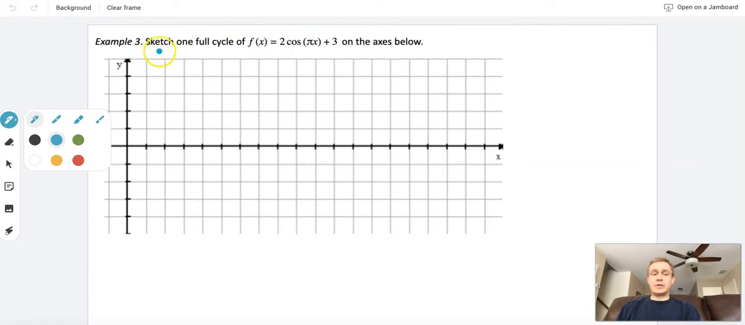Mr. Ambrose here, just to record a quick video on example number 3 of sketching a cosine curve. Here we're told to sketch one full cycle of the curve with this equation on the axis provided. And as I mentioned in my cosine video, I'm going to use the acronym AFPI to set everything up.